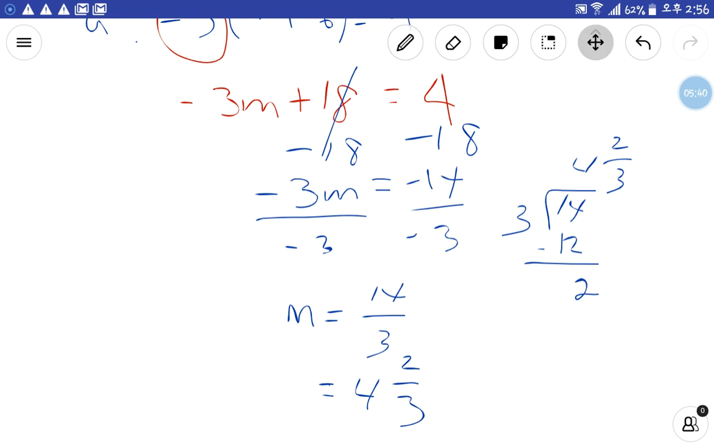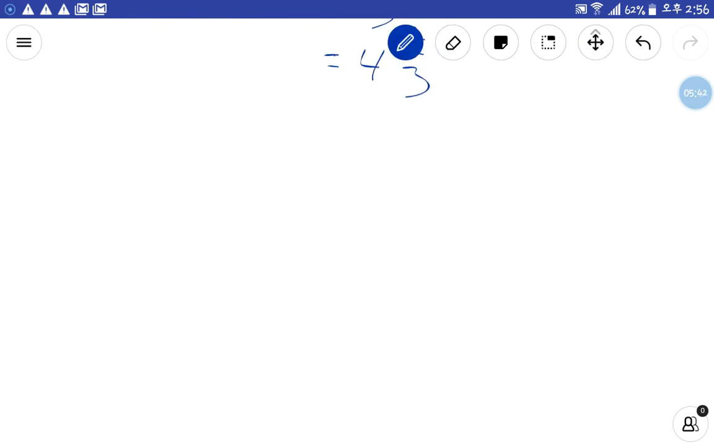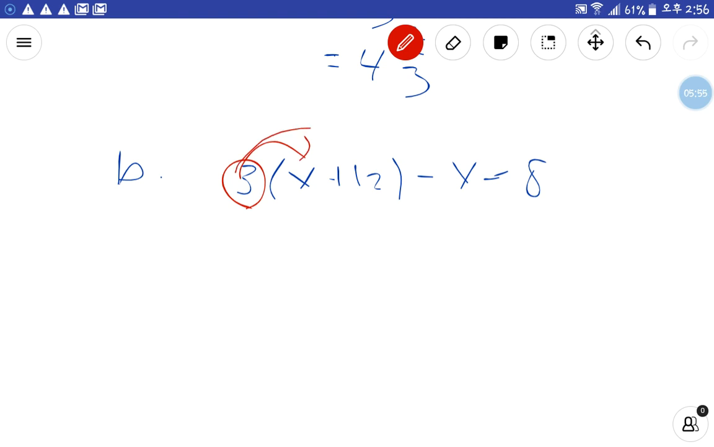Alright, let's go. B. 3 times the quantity x plus 12 minus 8x equals 8. Now, I have to multiply 3 here, 3 times x and plus 12. Oh, that is a plus, my bad. Then you would have 3x, and then 3 times 12 becomes 36. Minus 8x equals 8.